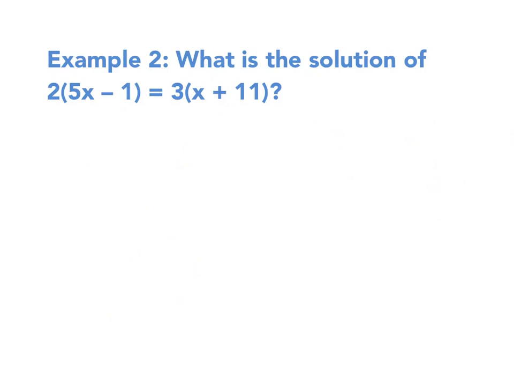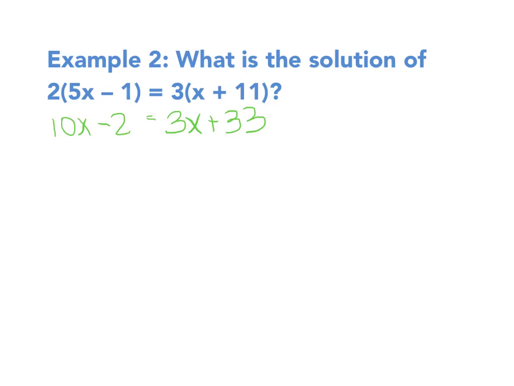Sometimes you'll have the first step all distributing before you even go into solving the equation. So once you see a number or term on the outside of parentheses, you know you have to distribute. So the first thing we're going to do is distribute here. So we get 10x minus 2, that came from 2 times 5x, and 2 times negative 1, equals 3x plus 33. And that came from 3 times x and 3 times positive 11.